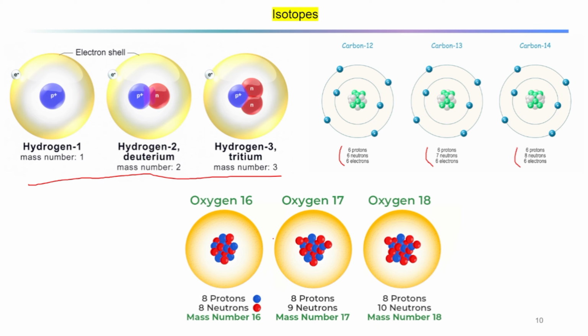Now let's see the isotopes of oxygen. So we have oxygen 16, oxygen 17 and oxygen 18. In case of oxygen 16, we have 8 protons and 8 neutrons. Whereas in case of oxygen 17, we have 8 protons and 9 neutrons. And in case of oxygen 18, we have 8 protons and 10 neutrons. So these are called isotopes to each other.